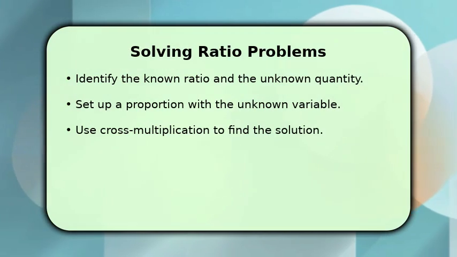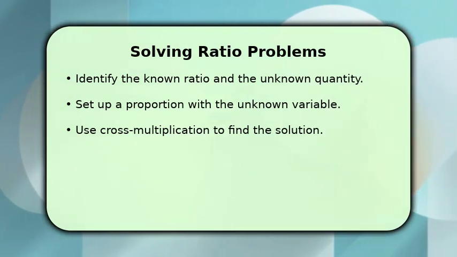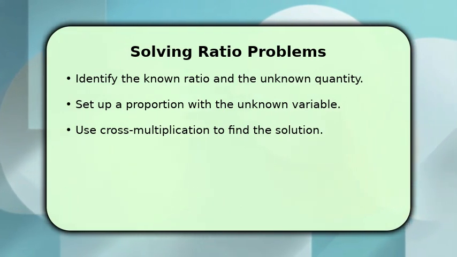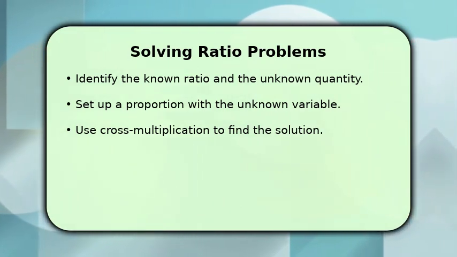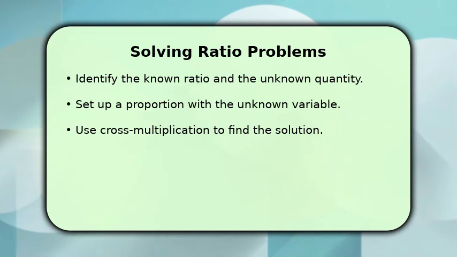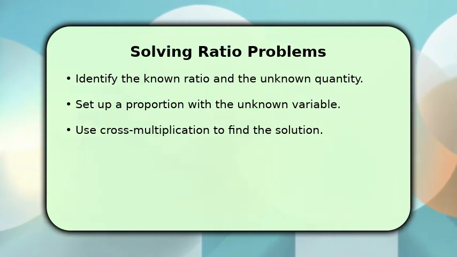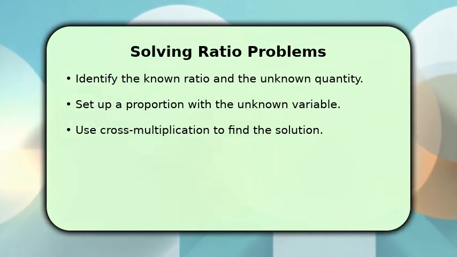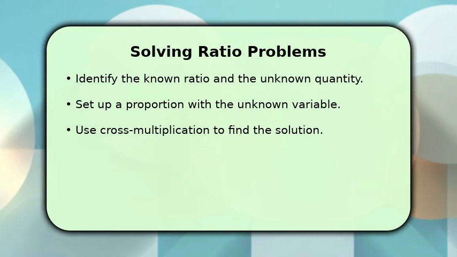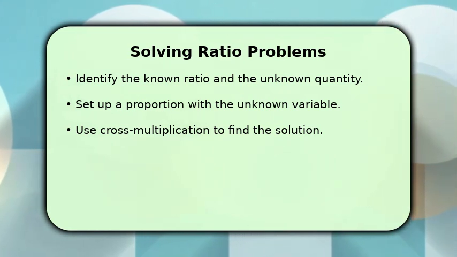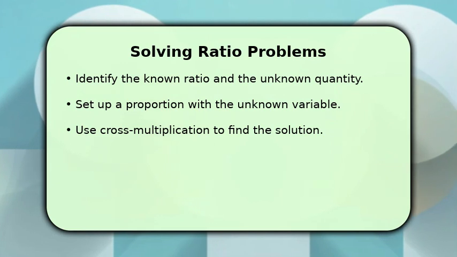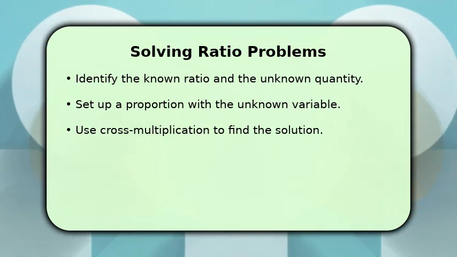When you're faced with a ratio problem, the first step is to clearly identify the known ratio and what quantity you need to find. Next, set up your proportion, making sure to align corresponding units or items across the equal sign. For instance, if you have a ratio of 2 apples to 3 oranges, and you know you have 10 apples, you'd set up 2/3 equals 10/x. Then, simply use cross-multiplication to solve for x.